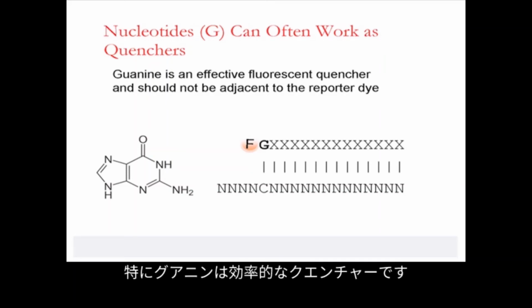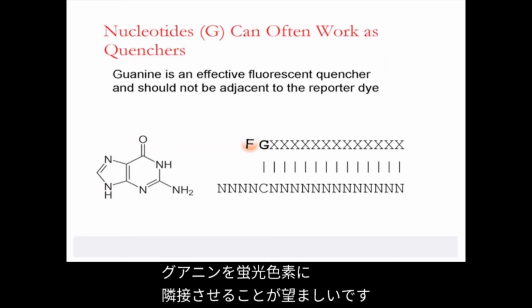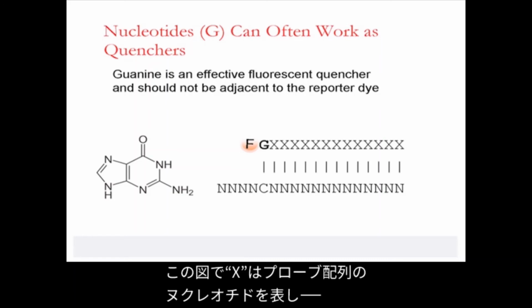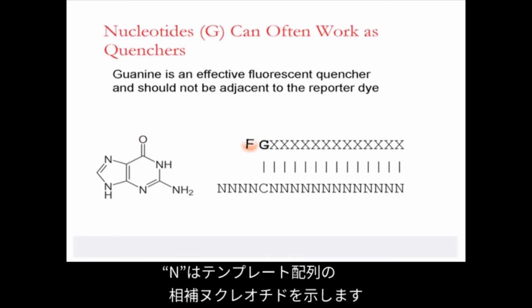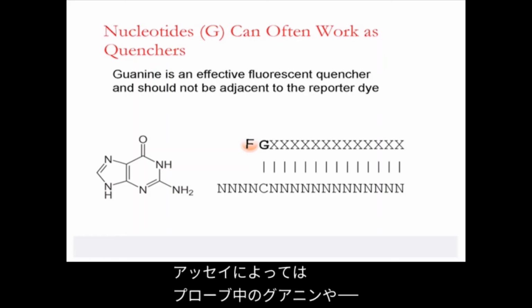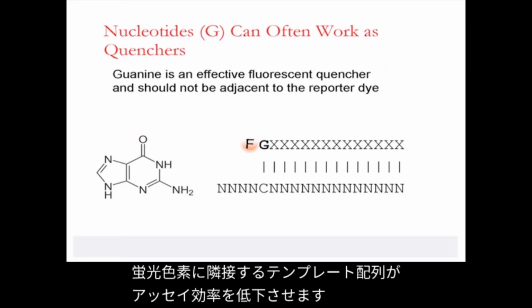In particular, guanine is an efficient quencher, and it may be desirable to avoid guanine in positions adjacent to your fluorescent dye moiety. In this illustration, the X denote nucleotides in the probe sequence, and the N's denote complementary nucleotides in the template sequence. Depending on your assay, presence of guanine in the probe or template sequences adjacent to the fluorophore may decrease assay efficiency.